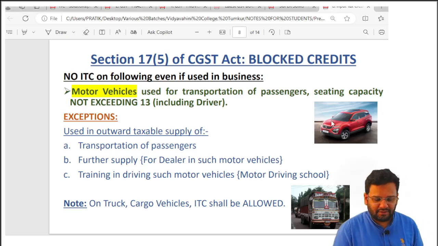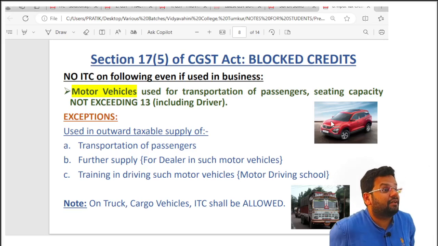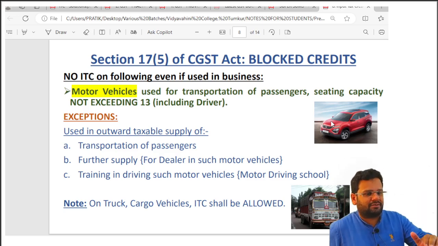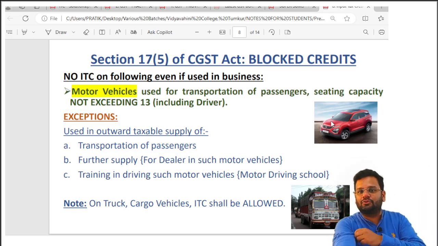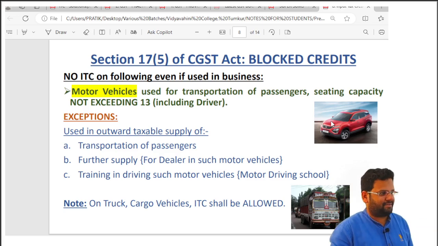So friends, in this session, let us do 17.5. What is 17.5 and why we are doing 17.5 first before 17.1, 2, you will understand that. So actually 17 is ITC, apportionment and blocked credits.